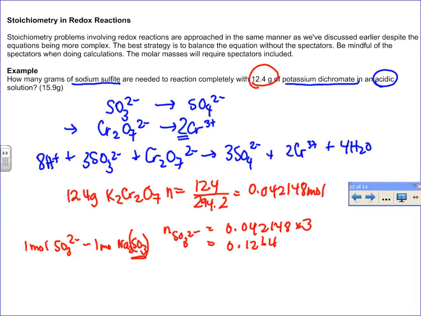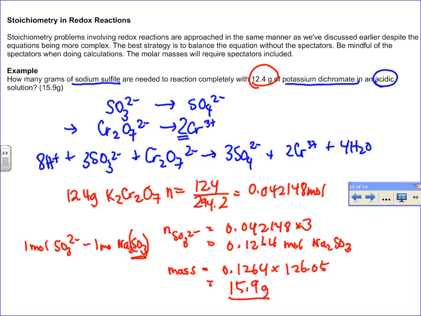So that is also the moles of the Na2SO3. And that's something that you're constantly going to need to be mindful of in stoichiometry in redox problems. So then when I'm finding the final mass, I'm going to use the molar mass of the sodium sulfite, which is 126.05, and that gives me a total of 15.9 grams.